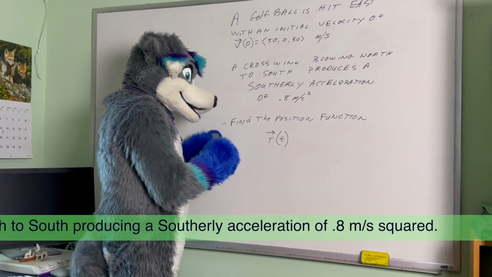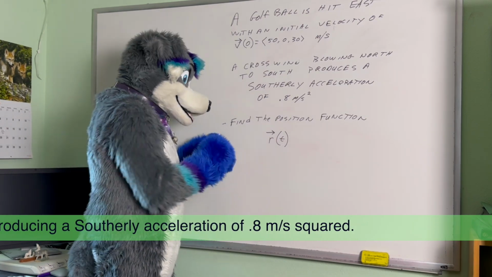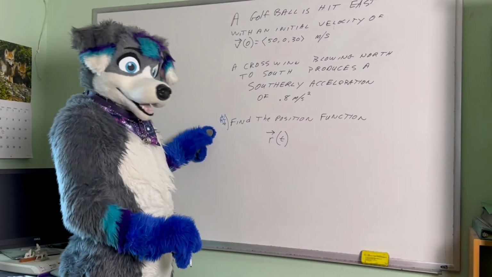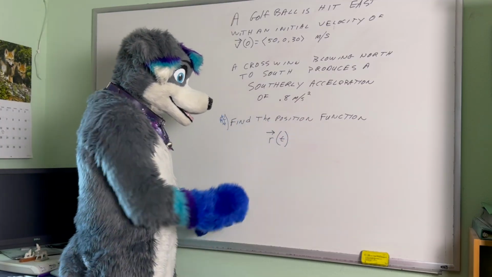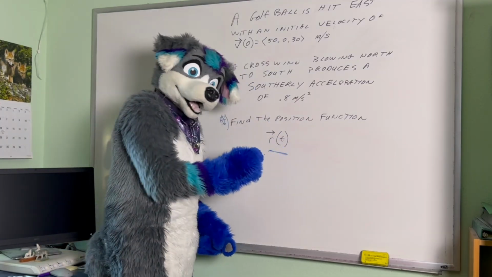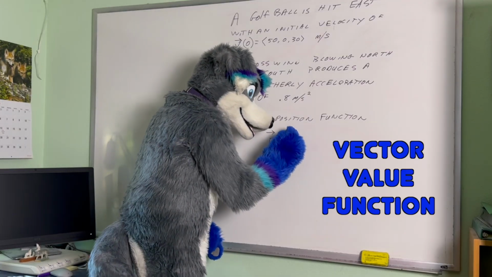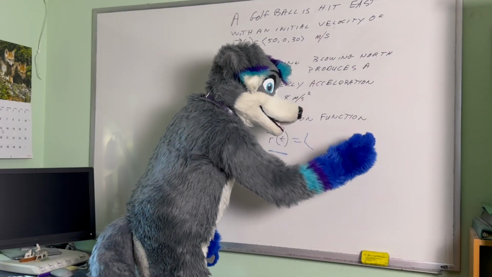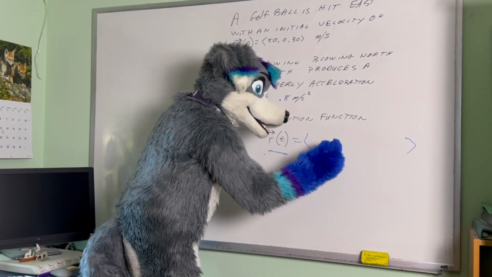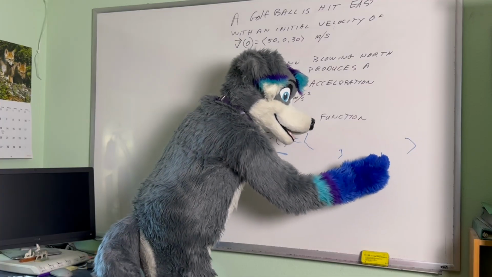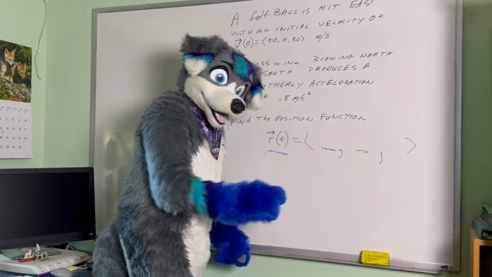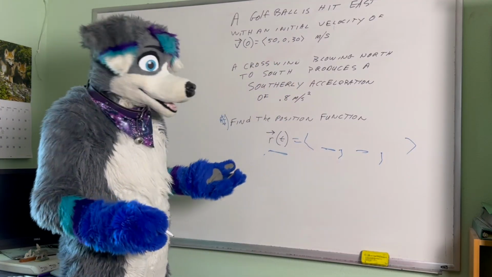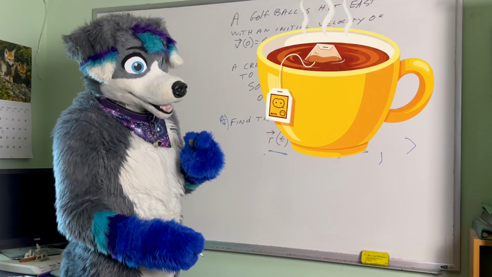So part A is we want to find the position function. That says A, believe it or not. Find the position function, which we'll call r of t. So this will be a vector valued function. In the end, we will have a three-dimensional vector where each component is a function that has a t in it. Not coffee, but t.